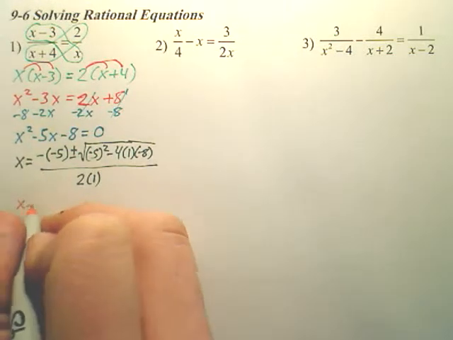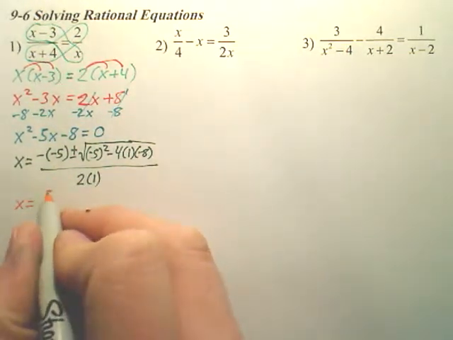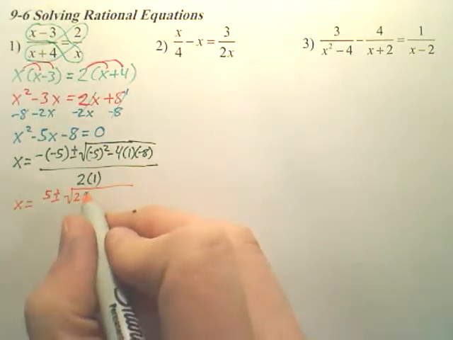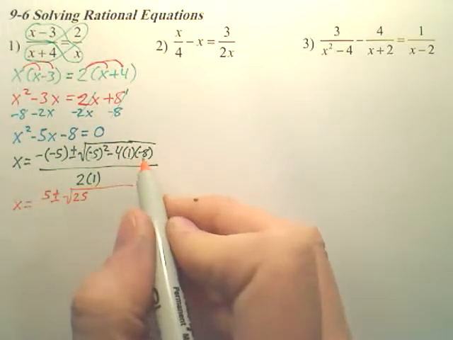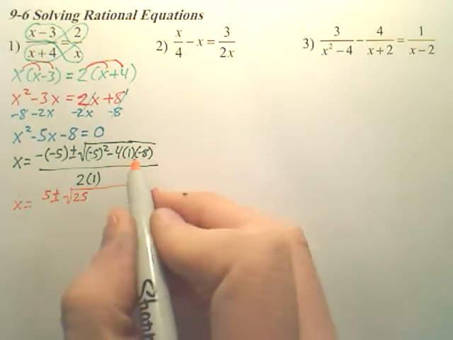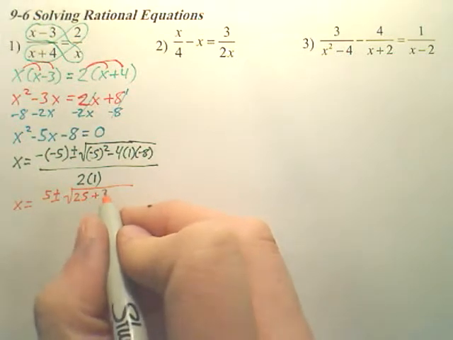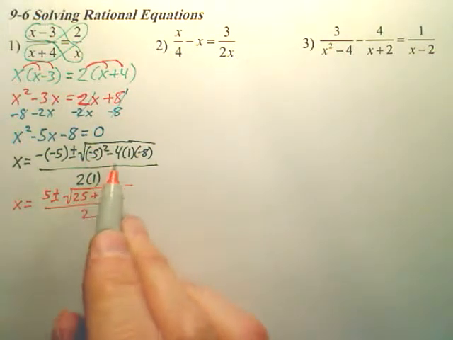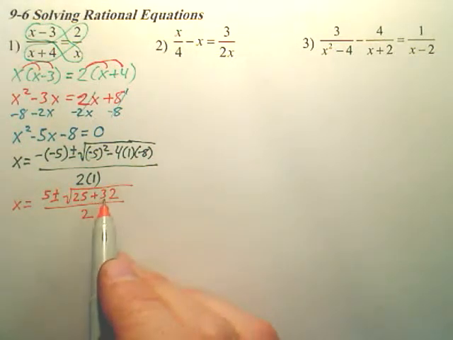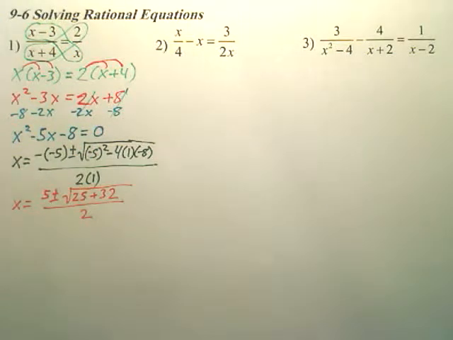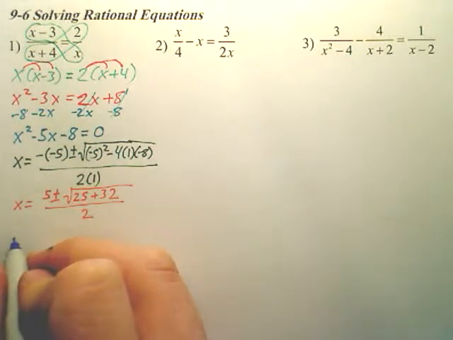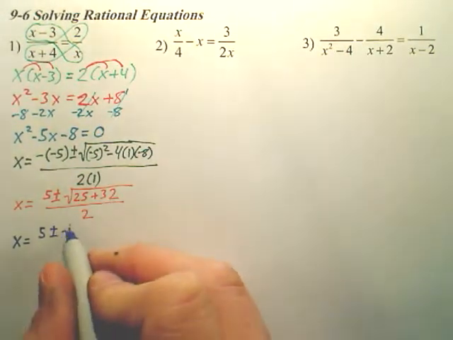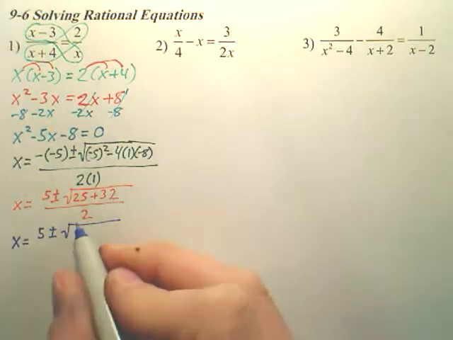Okay, so this is x equals the opposite of negative 5 is positive 5, plus or minus negative 5 squared is 25. Negative 4 times 1 times negative 8 is positive 32. And 2 times 1 is 2. Looks like I now have x equals 5 plus or minus the square root of, what, 57? Yeah.